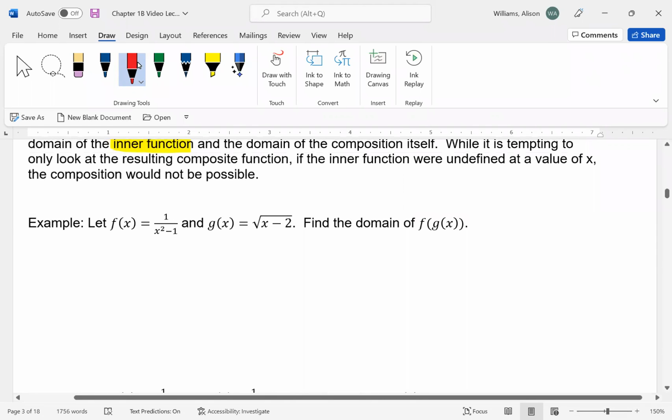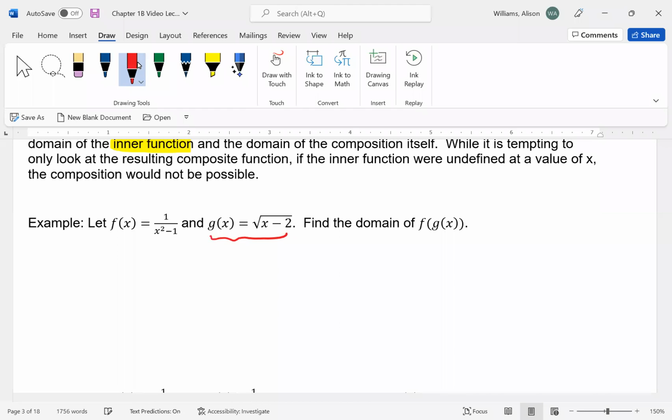In this case, g of x is the inner function, so I'm concerned about its domain to start with. I'm not allowed to have negatives under the radical. I can have 0, but not negatives. So I need x minus 2 to be bigger than or equal to 0, which means x needs to be bigger than or equal to 2 if I just solve for x. Add the 2 to both sides. Okay, so I already know, based on the fact that g of x has this restriction, that this has to be part of the domain for my result. x needs to be bigger than or equal to 2, period.